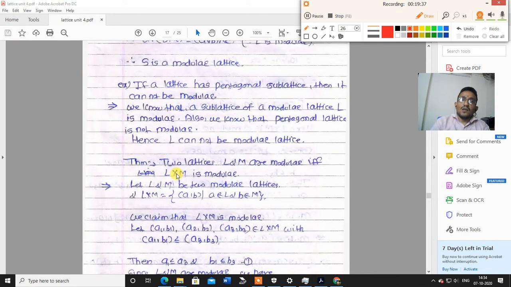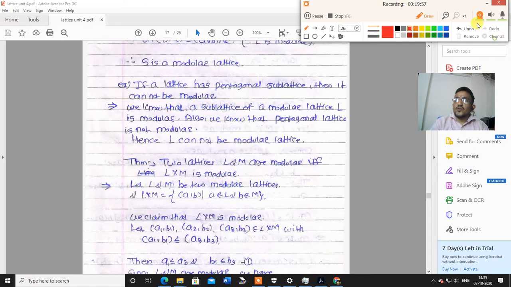Next we will show that two lattices L and M are modular if and only if their Cartesian product L cross M is a modular lattice. Okay, we have to show that L and M are modular lattices if and only if the Cartesian product L cross M is modular. You have to show that, which is an important term here.